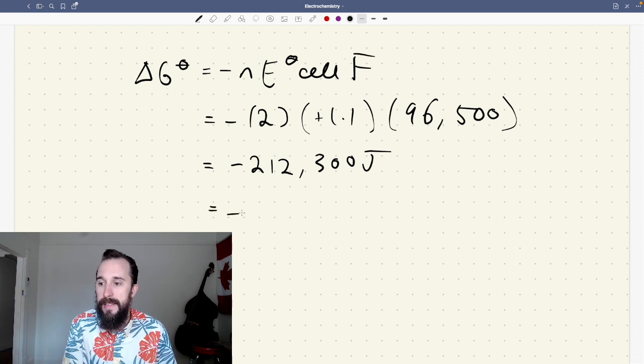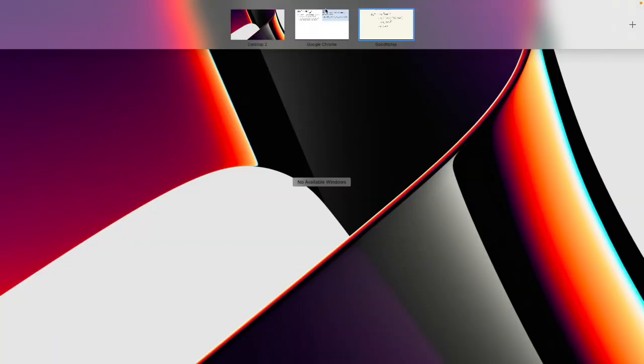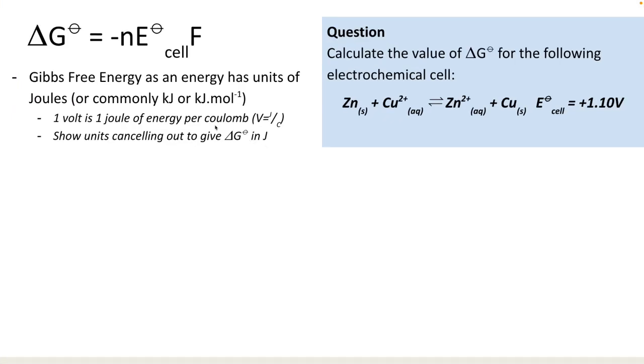Let's convert that into kilojoules because that's what we often need to do. Divide by 1,000, we get minus 212 kilojoules for our Gibbs free energy, implying a spontaneous reaction. Delta G equals minus 212. Excellent, so let's put it all together now.